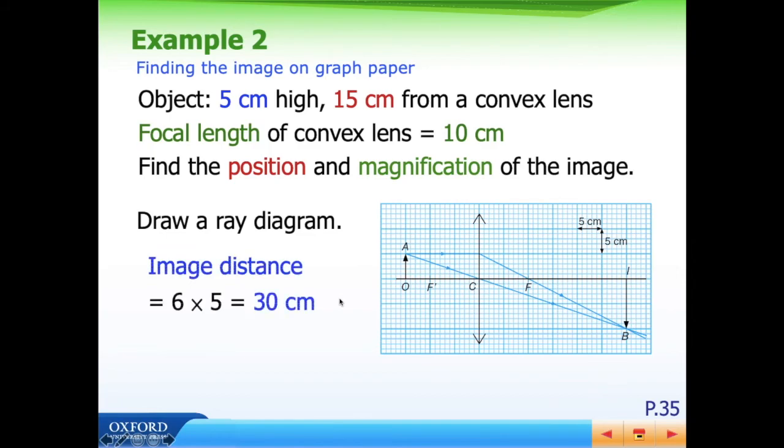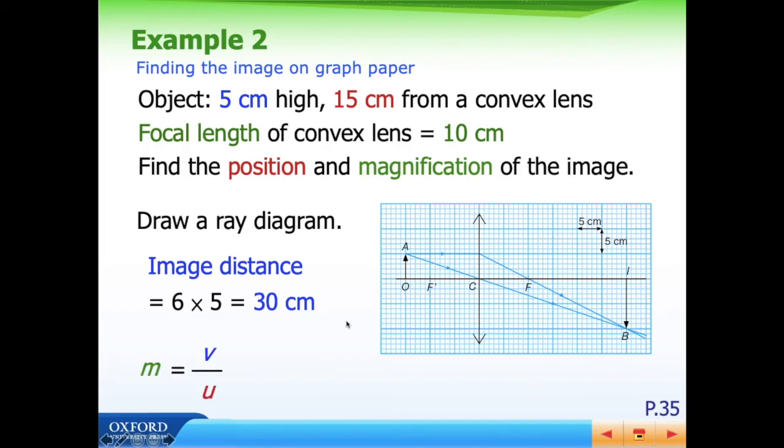Now, from our ray diagram, we are able to see exactly the characteristic of our image. In this case, our image is located somewhere here, and of course, our image is inverted, but it is real. Now, the question says we want to determine the position of our image, or simply the image distance. To calculate the image distance, what we have here is equal to 30 centimeters.